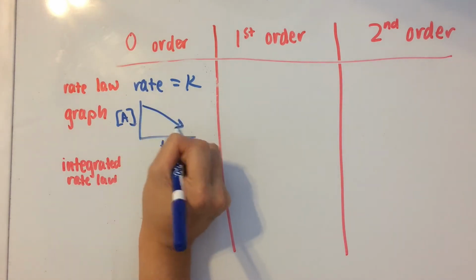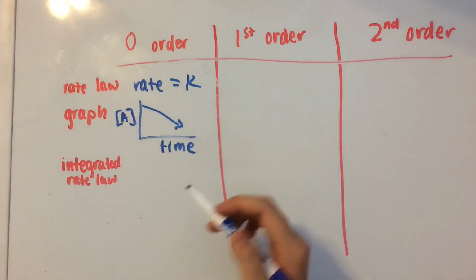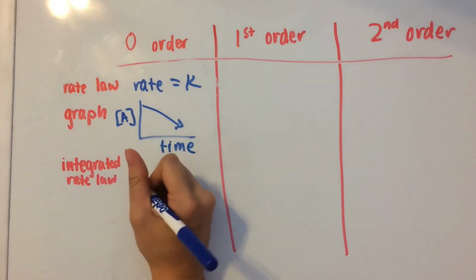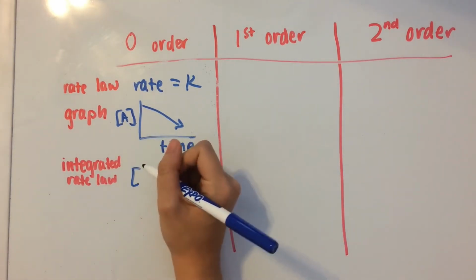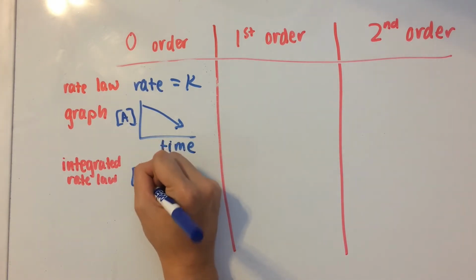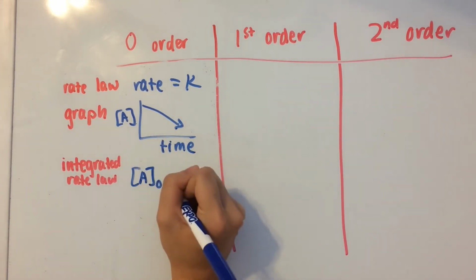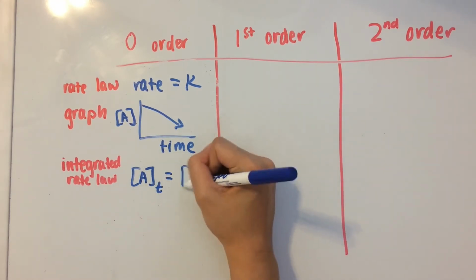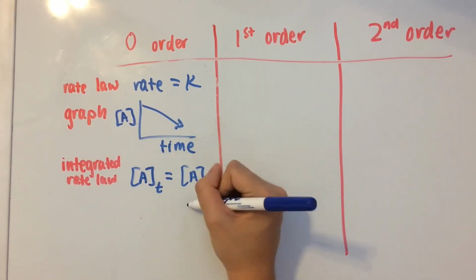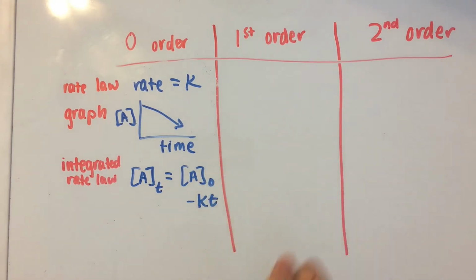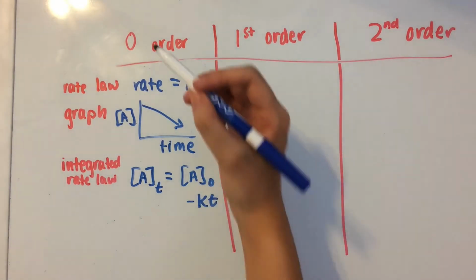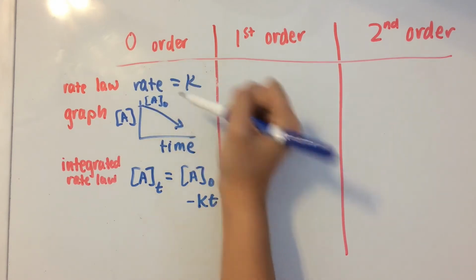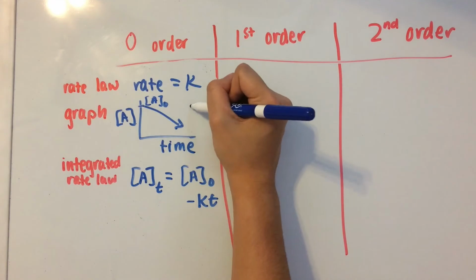It's going to look like a line with a negative slope, and we can use the integrated rate law to describe this graph. So what the integrated rate law for a zero order reaction looks like is concentration of A at a specific time equals initial concentration of A minus kt. So the initial concentration of A is going to be the y-intercept, and the slope is going to be negative k.